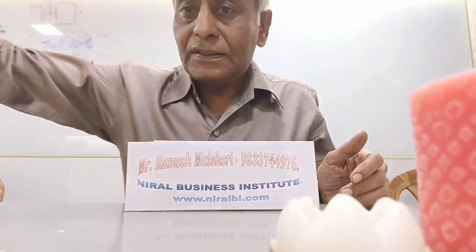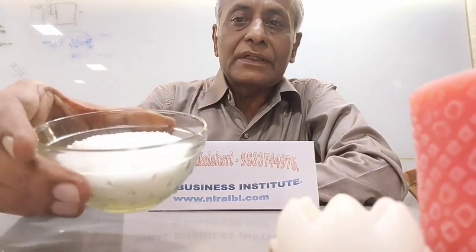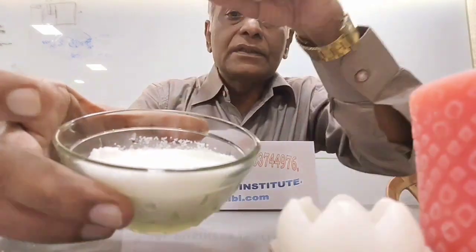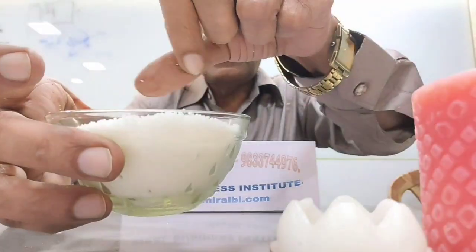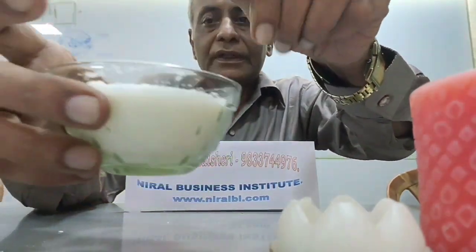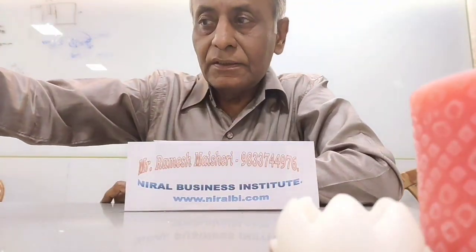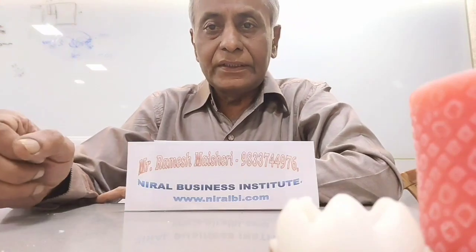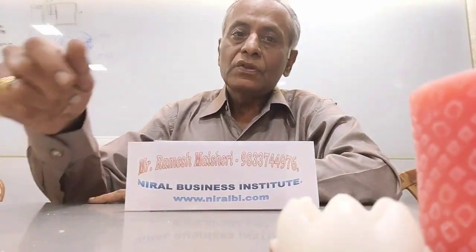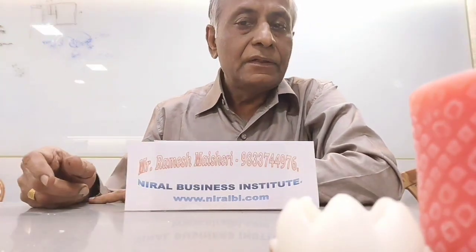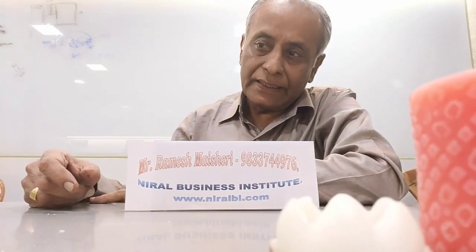Now there is one wax, we call it powder wax. This is powder wax. This type of wax is also available in powder form, just like salt. So we can mix it with wax to improve the quality and finishing of the wax. So these are all the waxes available which we can use for making candle.